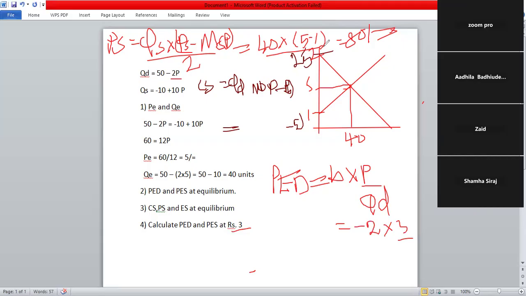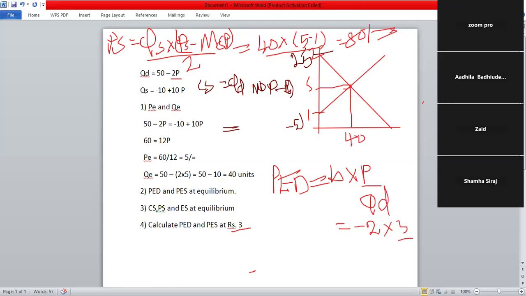Third question, consumer surplus 400, producer surplus 80, economic surplus 400 plus 80, 480. That is the third question. Now the fourth question, calculate the PED at rupees 3. Our PED ultimately B into P over QD. In example, delta QD over delta P into P over QD. The next step you will write B into P over QD.